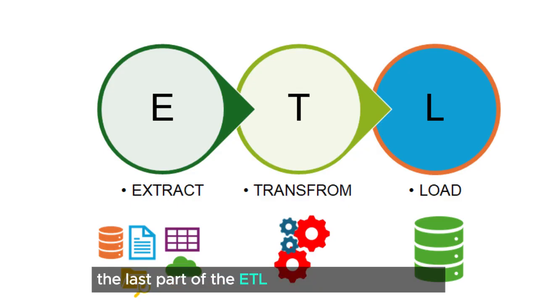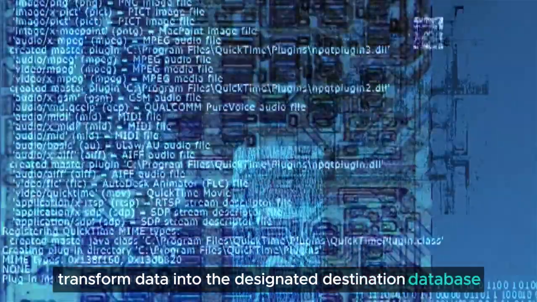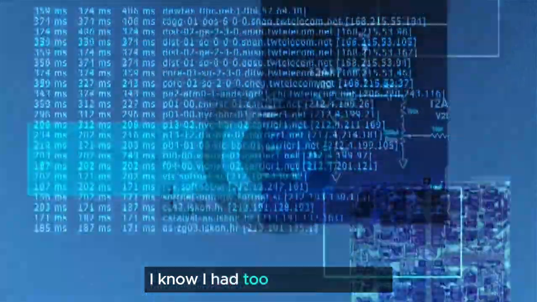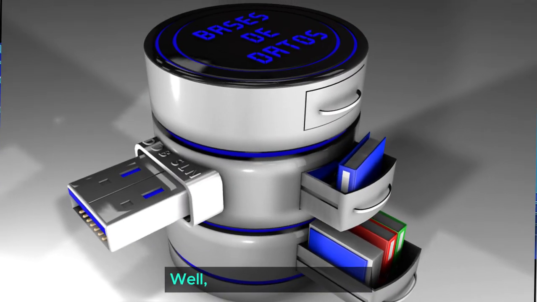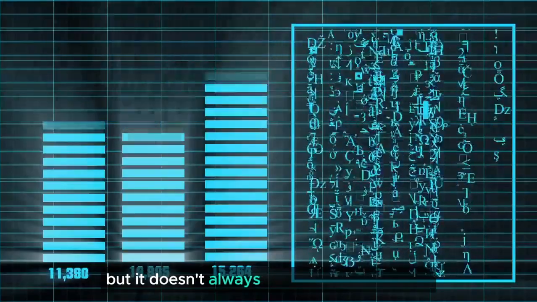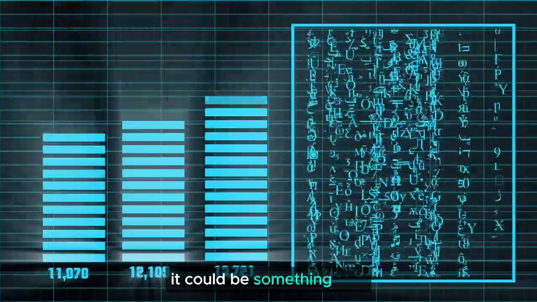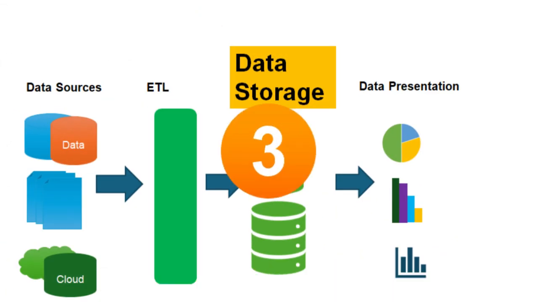The last part of the ETL process is the loading. This involves placing the transformed data into the designated destination database. I know I had too many D's there. Designated destination database. Well, bear in mind that the destination is usually a database of some sort, but it doesn't always have to be a database. It could be something else. It could be a file. It could be another system.